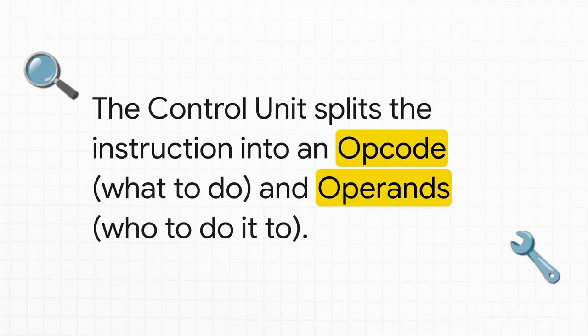Next up, decode. Now that the CPU has the instruction, its control unit needs to make sense of it all. It basically splits the instruction into two key parts. There's the opcode, which is the verb. It's the what to do, like add or load. And then there are the operands, which are the nouns, the who to do it to, like which piece of data or which memory address to use.